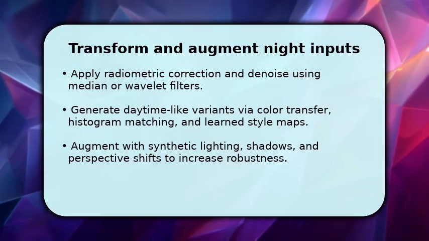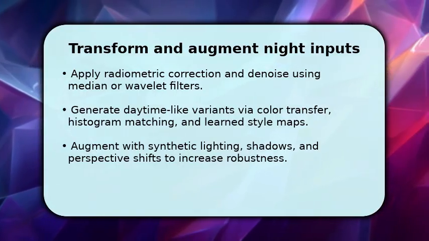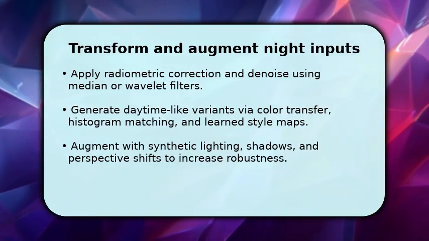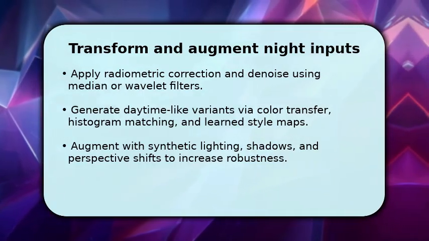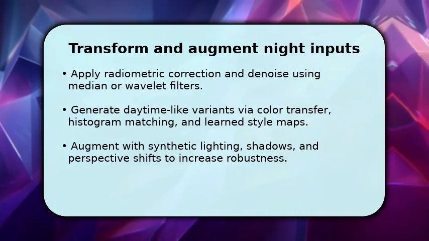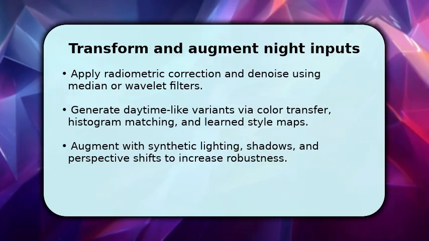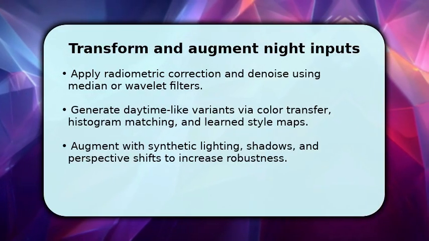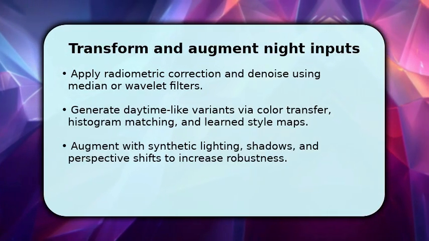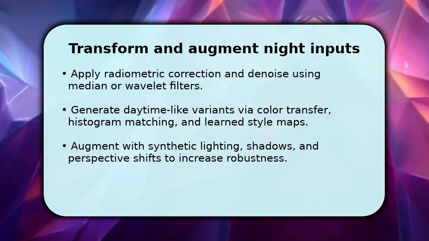Next, transform night captures into usable daytime-like inputs. Perform radiometric correction and denoising to recover signal. You want consistent dynamic range. Then use histogram matching or learned style transfer to shift color balance toward daytime distributions, because models trained on daytime expect different contrast and hue.